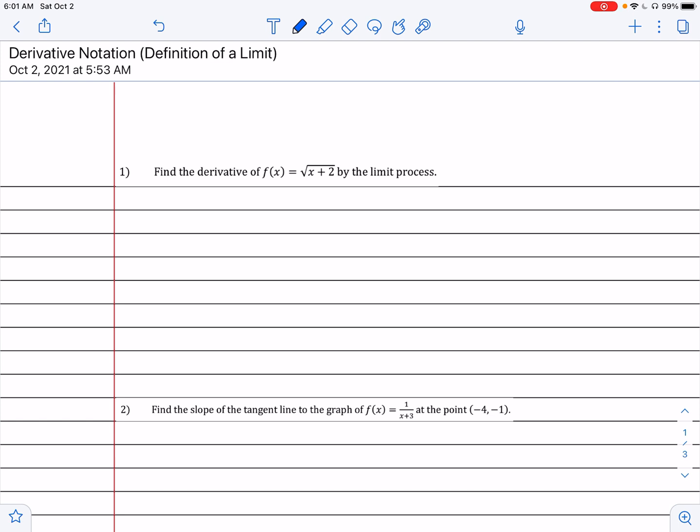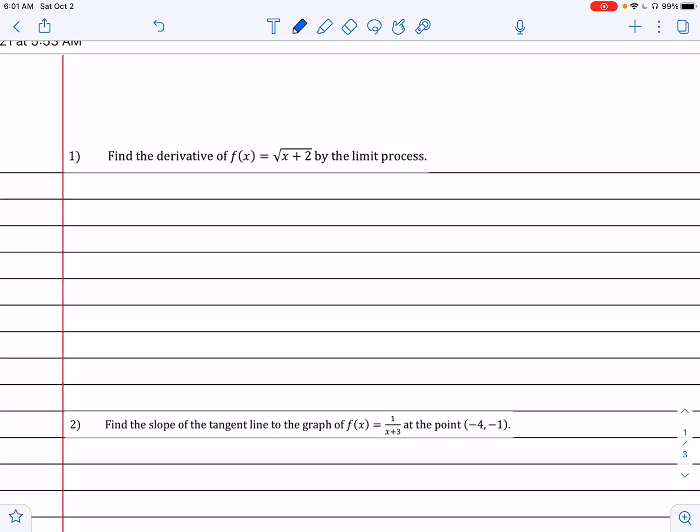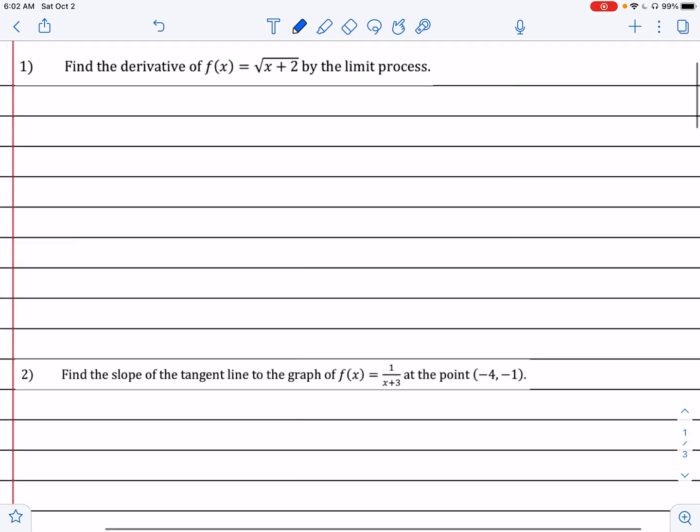So I'm going to go through some of this with you, but be prepared on your quiz. If your notation's wrong, you're going to lose a lot of points because this is the bread and butter of calculus. It's kind of like not being able to show proper notation in solving an equation in Algebra 1. If you can't show this correctly, don't expect to get much of any points, even if you get the right derivative at the end. So first things first, in question 1, it's asked you to find the derivative of f of x equals the square root of x plus 2 by the limit process.